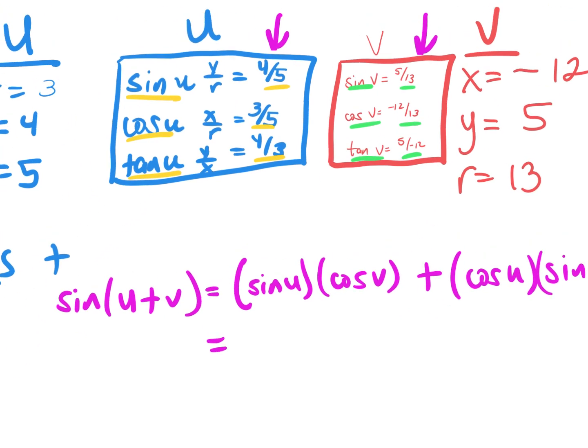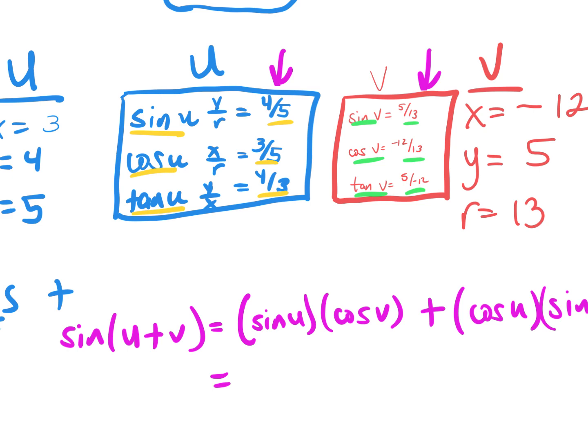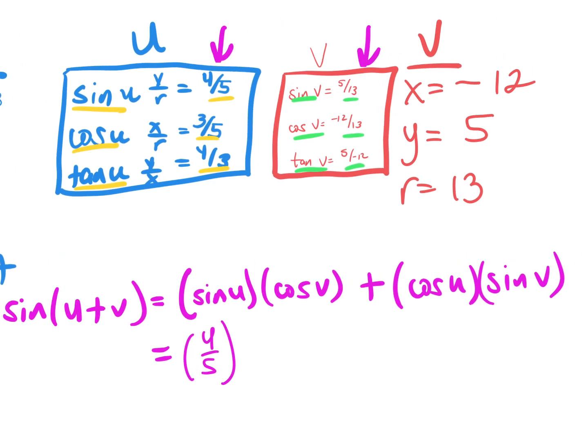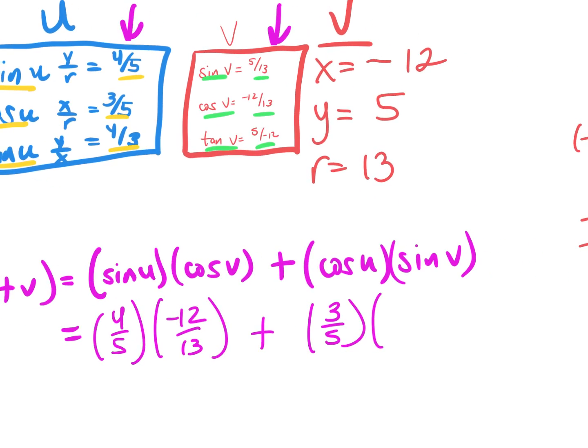What is the sine of u? Go to your u box, and what's the sine? 4 over 5. Now go to cosine of v. Go to the v box, and what's the cosine? Negative 12 over 13. Perfect. Plus, cosine of u is 3 over 5. Good. And then the sine of v. What is it? 5 over 13.